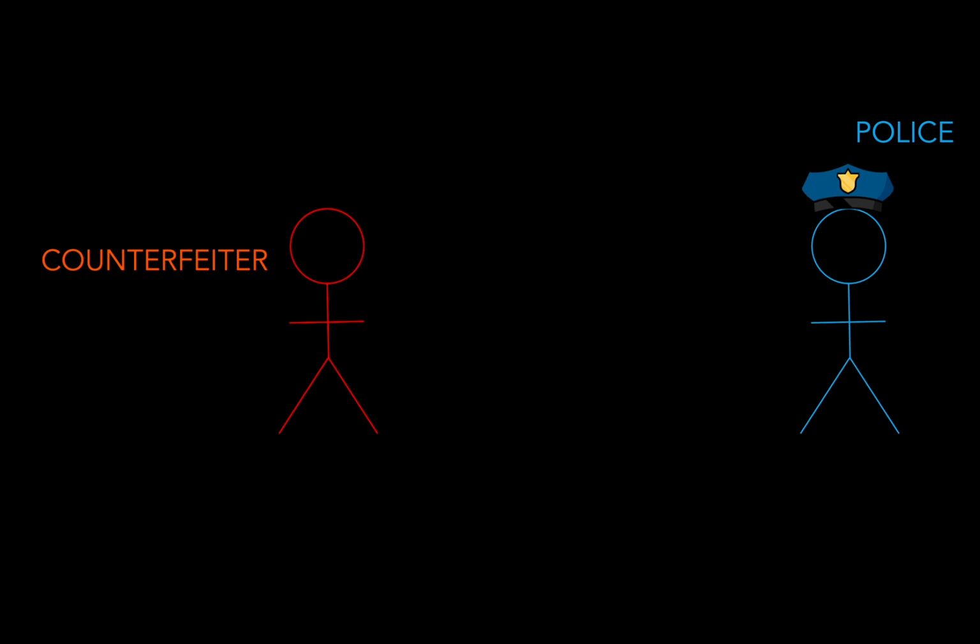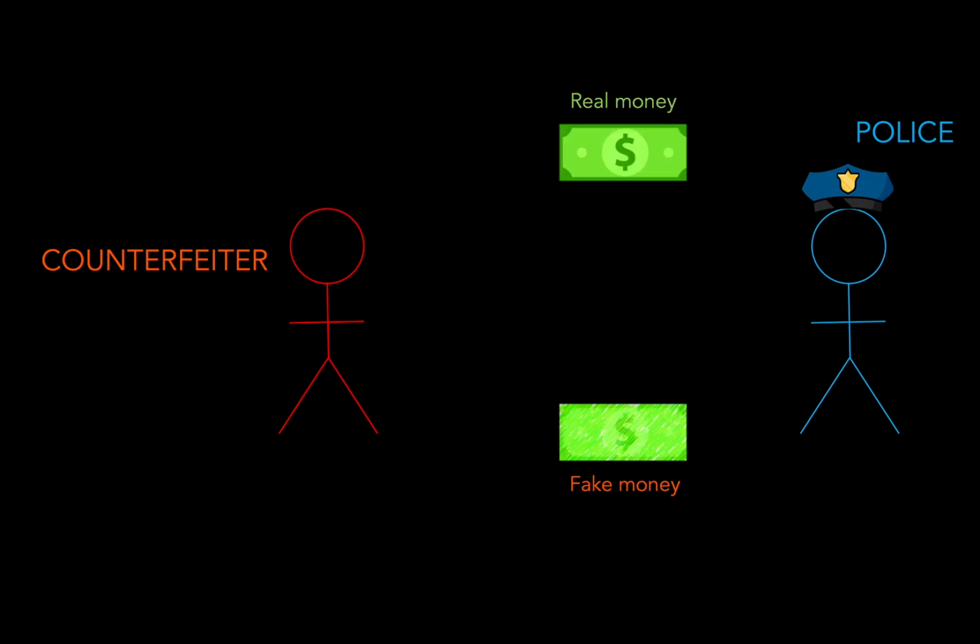Imagine you're a counterfeiter and your objective is to sneak some fake money past the police. If you're the police, your aim is to accurately distinguish between this fake money and real money. Now, due to this intense scrutiny by the police, the counterfeiter will end up producing fake money that very closely resembles the real money, with the end goal of making them indistinguishable from one another.